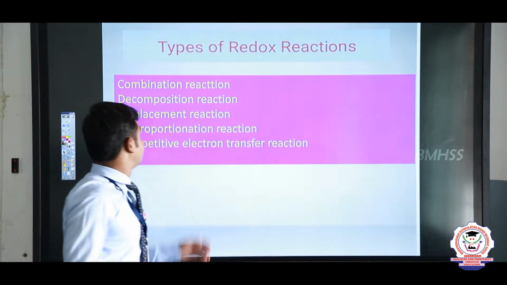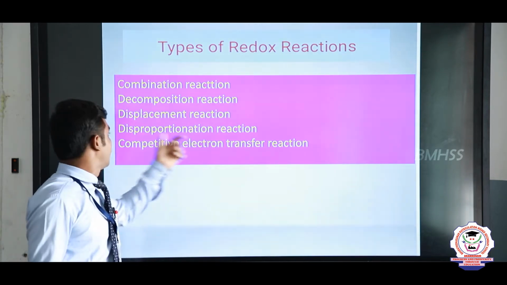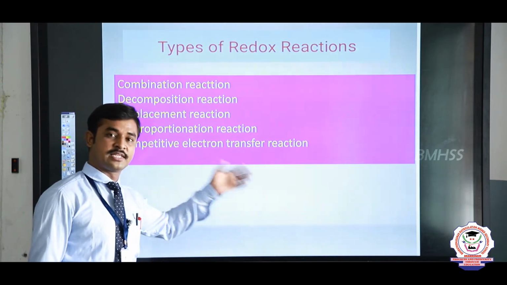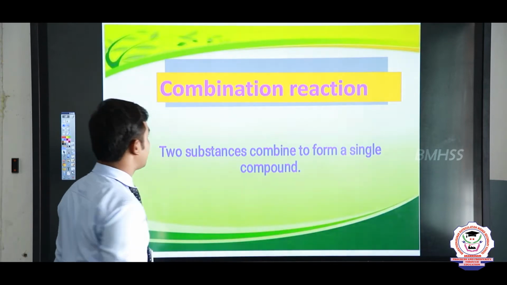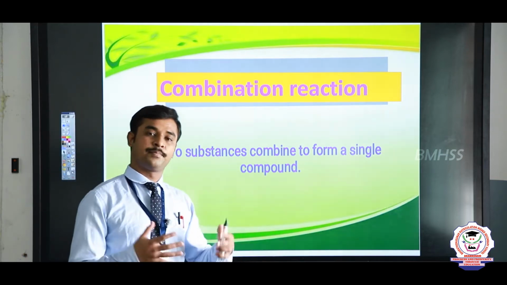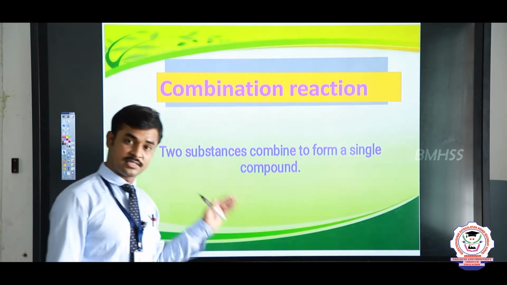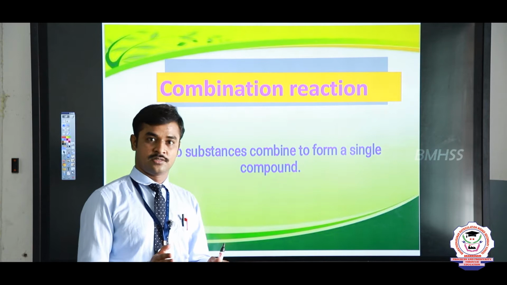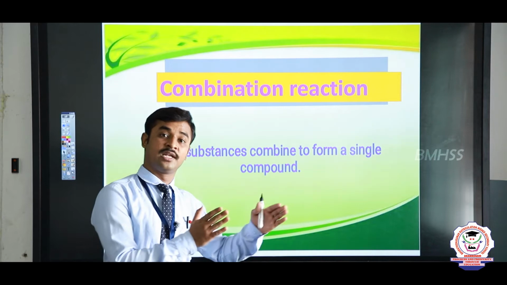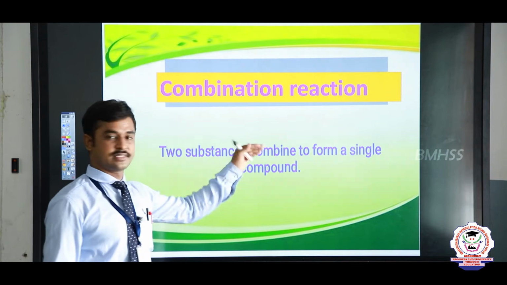The types are combination reaction, decomposition reaction, displacement reaction, disproportionation reaction and commutative electron transfer reaction. We can see this deeply. At first, we see the combination reaction. Two or more components combine to form a single component is the combination reaction. So, in this reaction the product must be single. There are no other byproducts and there is no elimination. Only a single product is formed, so it is the combination reaction.